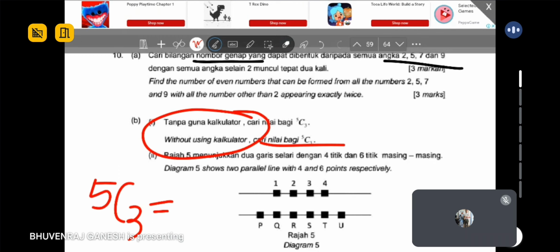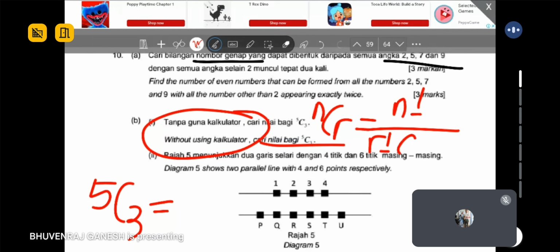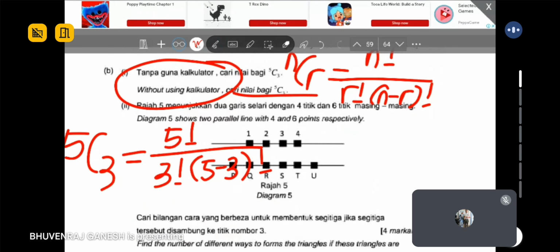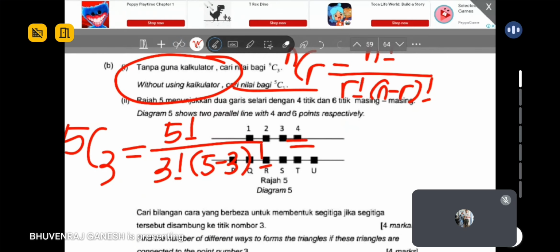So guys, remember the formula. NCR equal to N factorial over R factorial, N minus R factorial. Okay, so gantikan saja one by one. Okay, so you will get like this. Okay, so you need to simplify now. So when simplify, you will get 5 factorial over 3 factorial, 2 factorial.